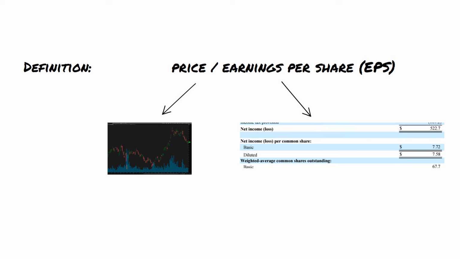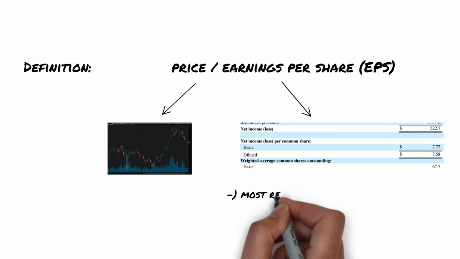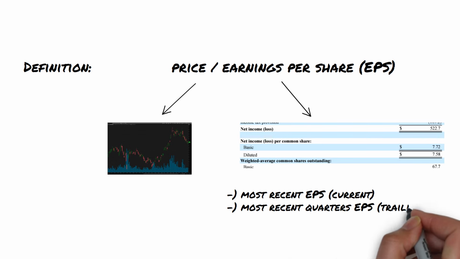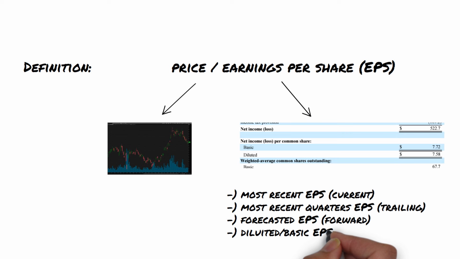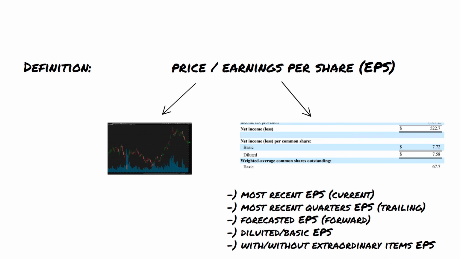especially in the denominator. That is where the magic is taking place. When using the most recent financial year data, it is called actual or current EPS. When using the most recent 4 quarters, it is called the trailing EPS. When using the forecasted earnings, it is called the forward EPS. But you can also consider earnings diluted or basic, with or without extraordinary items.